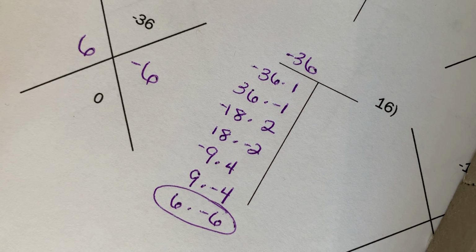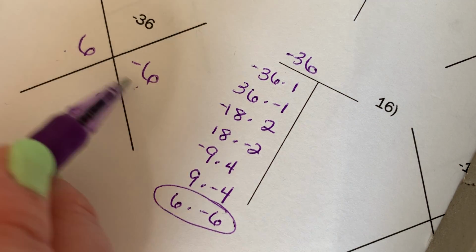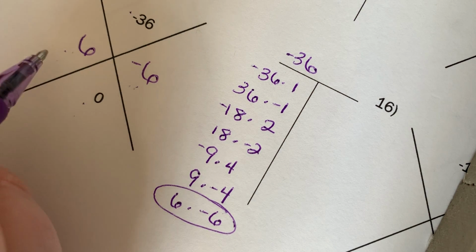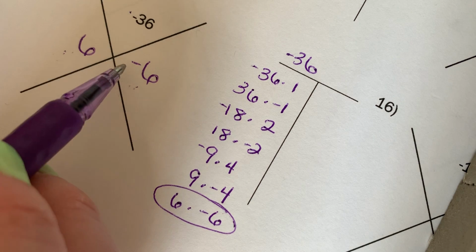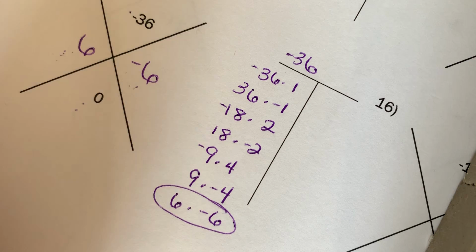I noticed that some of you are putting 36 and negative 36, which would add to give you 0, but they do not multiply to give you negative 36. So the correct answer here is positive 6 and negative 6, because they add to give you 0, but they also multiply to give you negative 36.